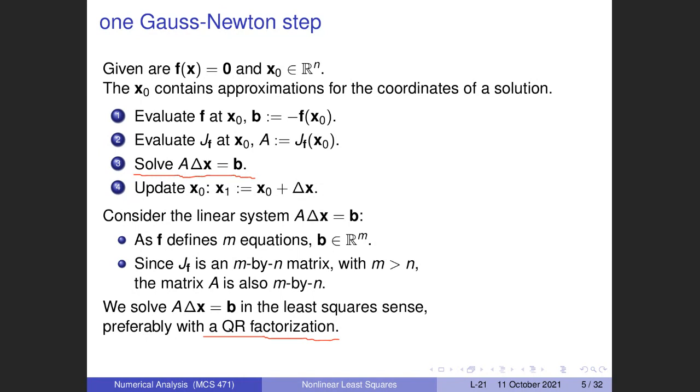This is where the QR factorization comes in. In practice, we will see in Julia that we will be using the backslash operation. But everything that we have seen before, the normal equations, the modified Gram-Schmidt, and the Householder QR, they all apply to this setting here.